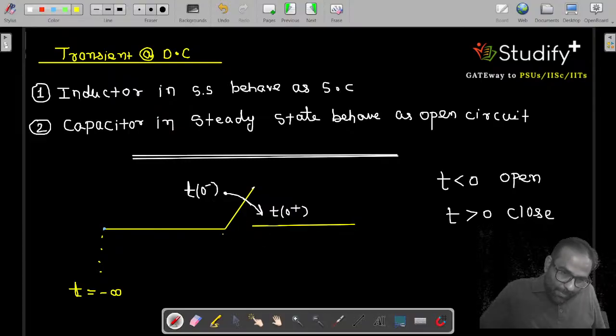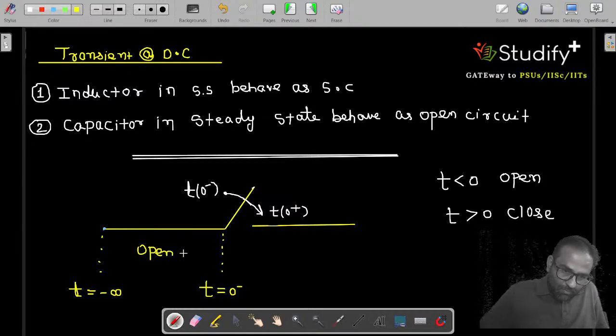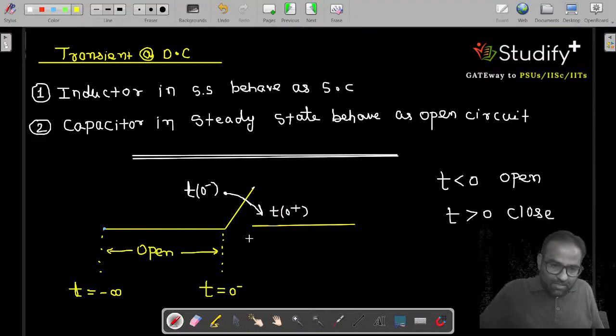So from t equal to minus infinity to t equal to 0 minus, this is the duration for which the switch is open. Correct? In this duration, my switch is open. And this point is known as t equal to 0 plus. And this is known as t equal to infinity. All these points are very important. At t equal to 0 plus, the switch is closed.